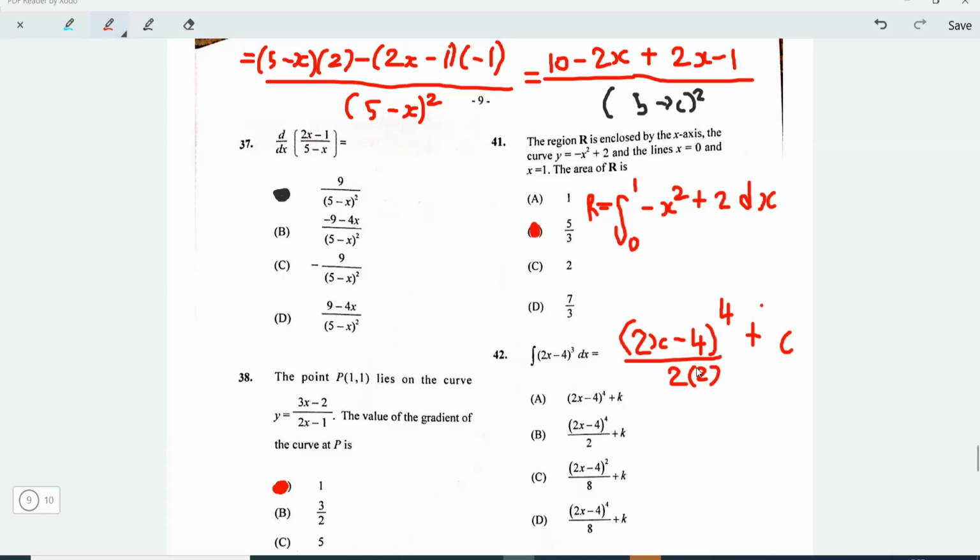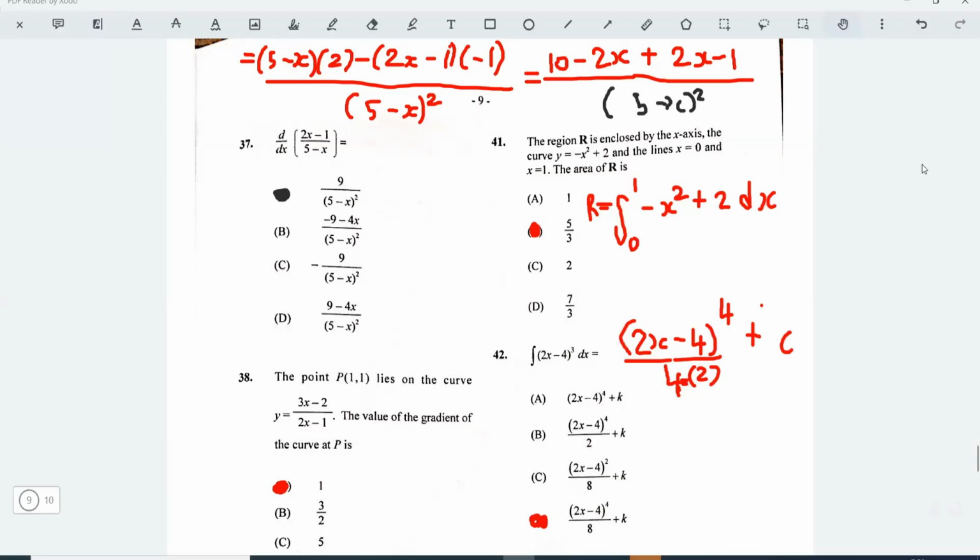Sorry, 2 times 2 is 4, and I don't see 4 there. Add 1 to the power, divide by the power. Oh, the power is 4. Why did I put 2? I don't know why I put 2. This power is 4 we're dividing by. This looks tacky, let's fix this up. Divide by 4, then we multiply by the derivative in the bracket, 2. So that is D. My apologies for doing that right there.